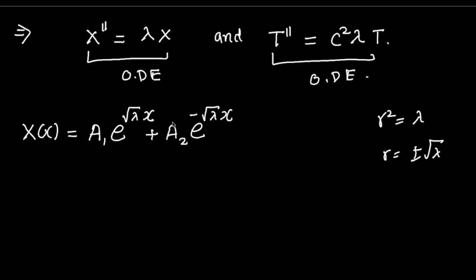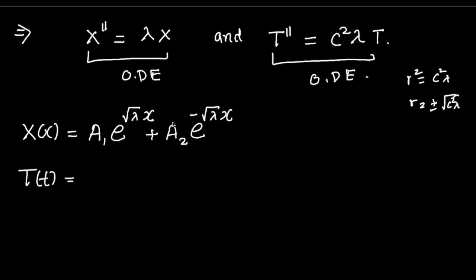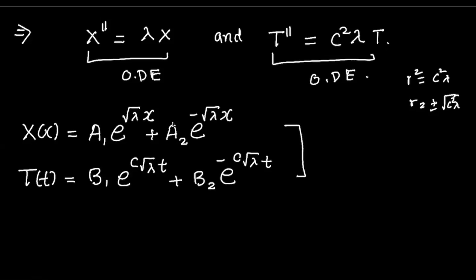And the root of this equation is a little different. If you do that one, it's going to be r squared equals c squared lambda. So r is equal to plus or minus c times the square root of lambda. Therefore, the solution T of t is going to be some constant b1 e raised to the power c square root of lambda times t plus b2 e to the power minus c square root of lambda times t. Okay, so these are the solutions of X and T.